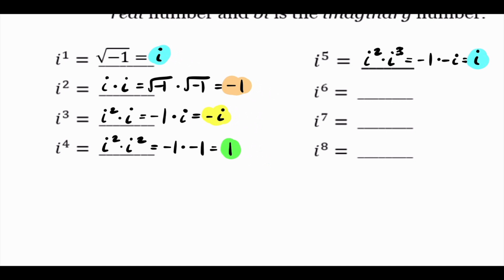i to the 6th. Let's break it down using things I know: i to the 4th and i to the 2nd. i to the 4th, the answer was positive 1. What was the answer for i squared? Negative 1. So what's 1 times negative 1? I've gotten that answer before.